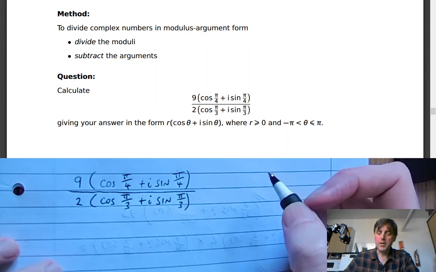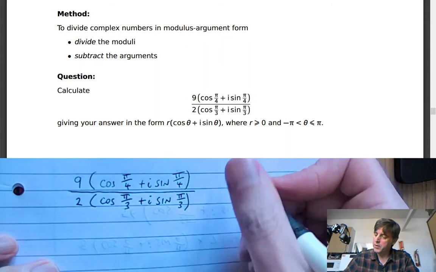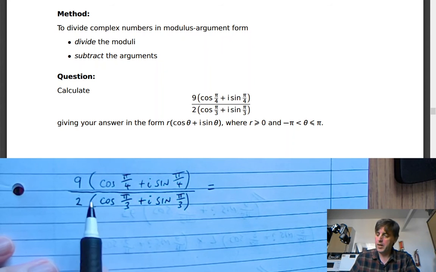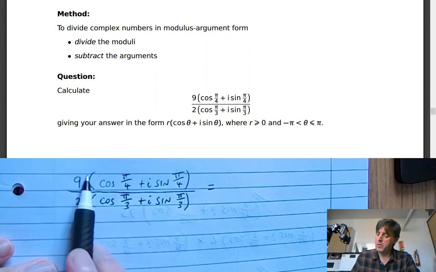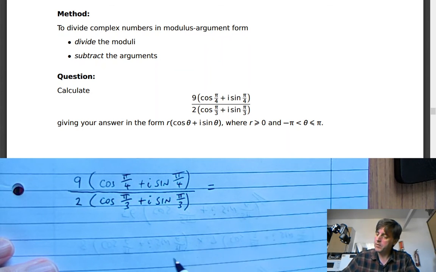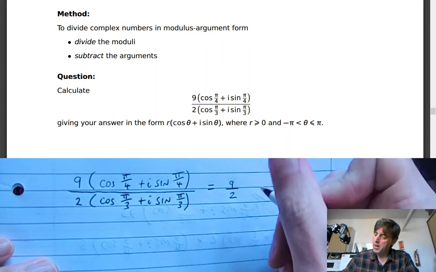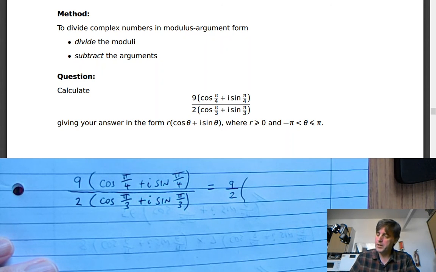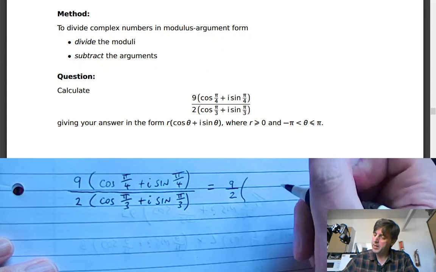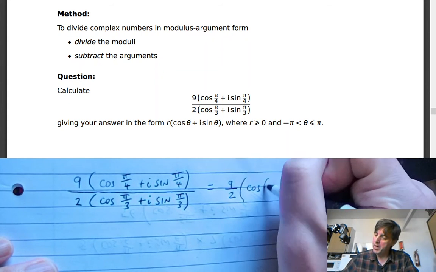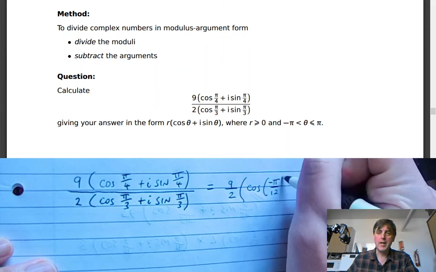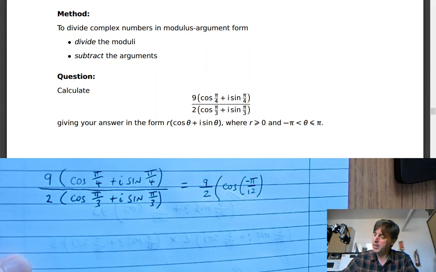So let's just have a quick look at the answer to this one then. So in modulus argument form, we can see that the modulus of this number here is 9. The modulus of the number in the denominator here is 2. So the modulus of our answer here must simply be 9 over 2. The arguments get subtracted. So we're going to take the pi over 4 and subtract pi over 3. And I think that gives us the answer minus pi over 12 as the argument of our answer here.